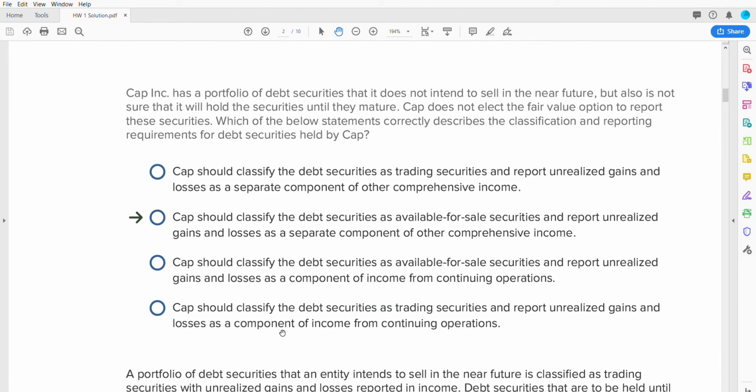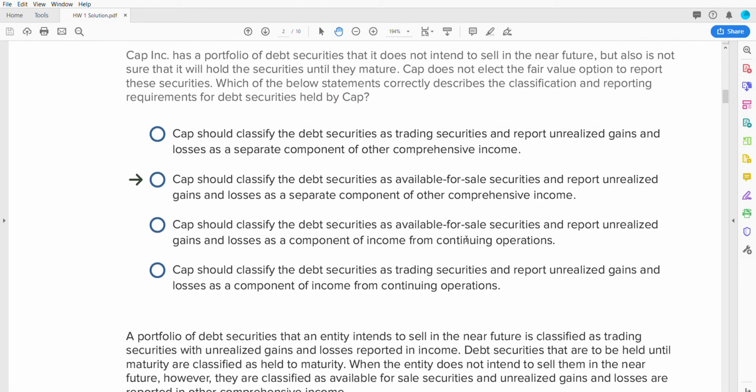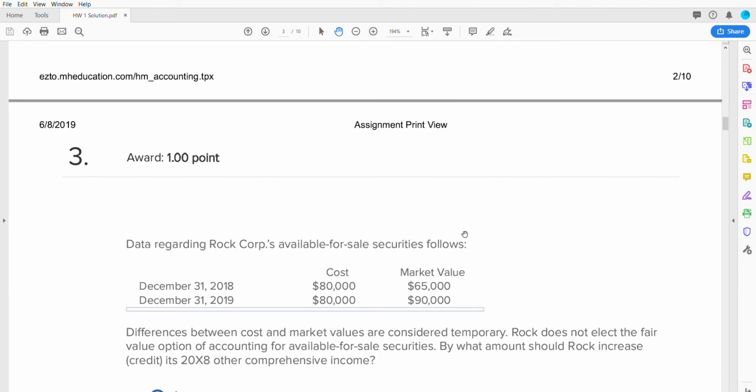So this comes up in a couple of questions because I'm assuming this is a hot topic on the exam, right? CAP has a portfolio of debt securities that it doesn't intend to sell in the future, but is not sure what it will do with these securities. CAP does not elect the fair value option to report these securities. Which of the below statements are correct? They should classify them as available for sale securities and report unrealized gains and losses as a separate component of other comprehensive income. So they don't elect the option, so it does go to other comprehensive income. If they did elect the option, obviously it would go just to income.